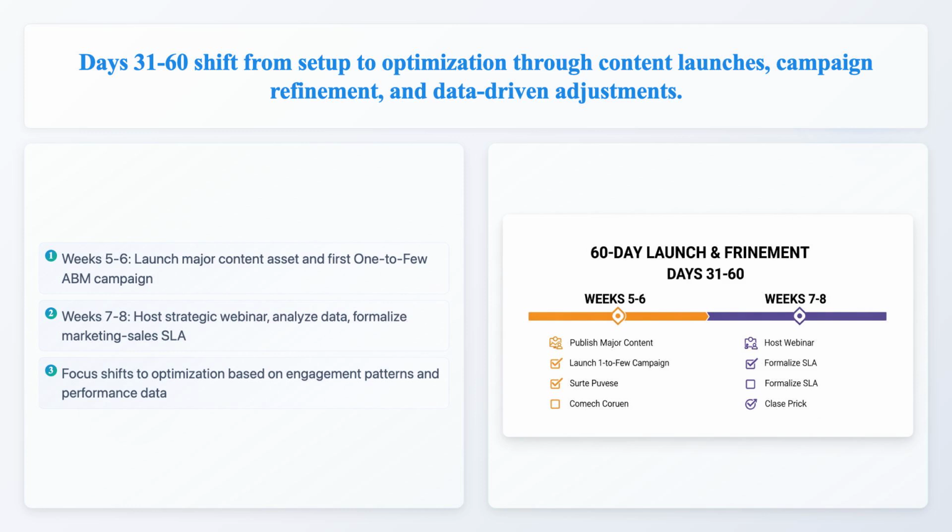The 60-day mark is when you shift from setup to optimization. You have enough data to make informed decisions about what's working and what needs adjustment. Your sales team should be seeing higher quality conversations from your ABM efforts. Your content should be generating meaningful engagement from target accounts. If something isn't working, adjust quickly. The flywheel gains momentum through iteration, not perfection.